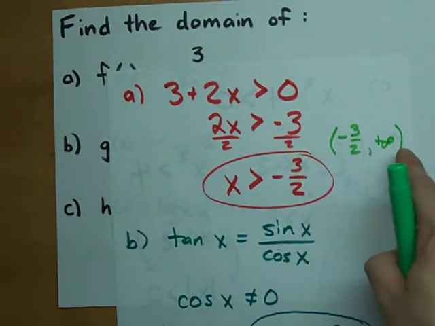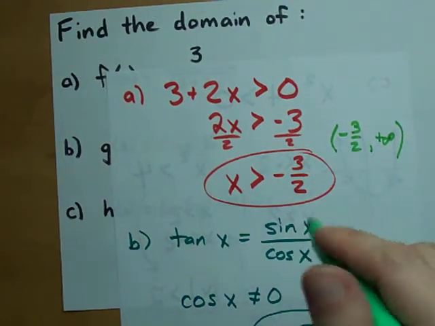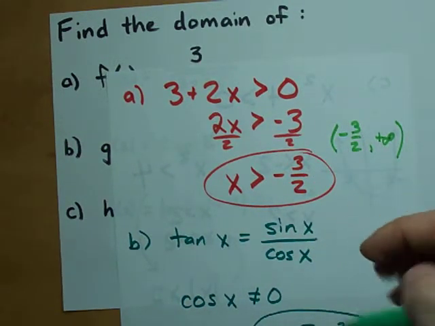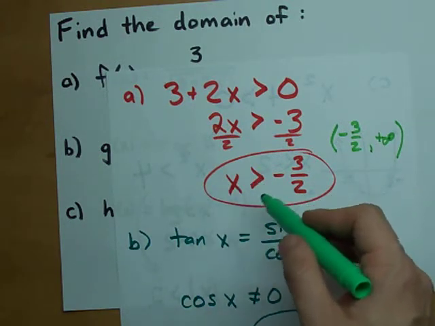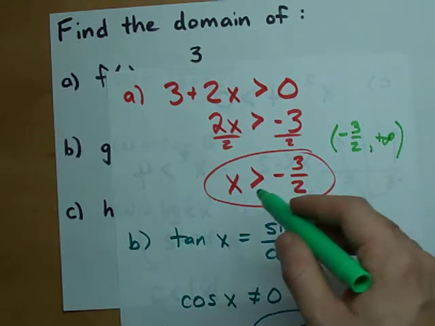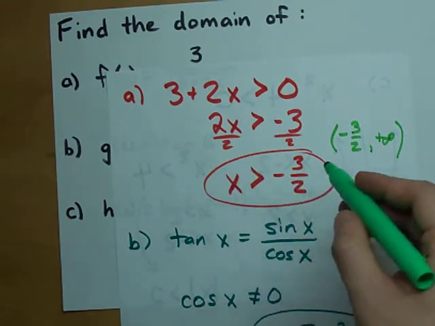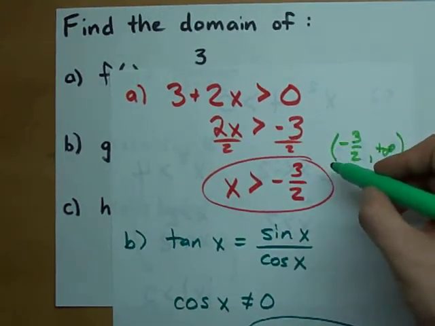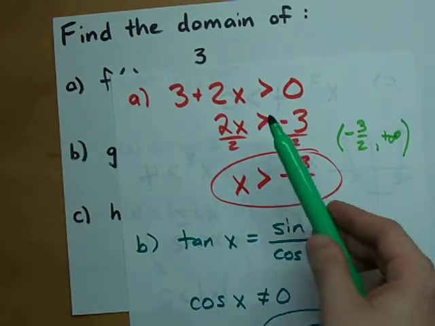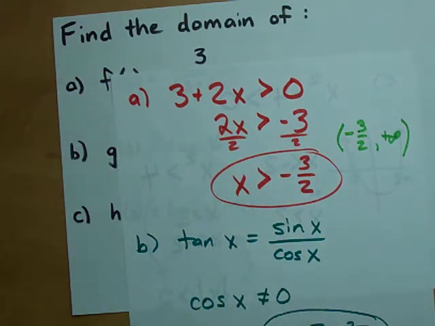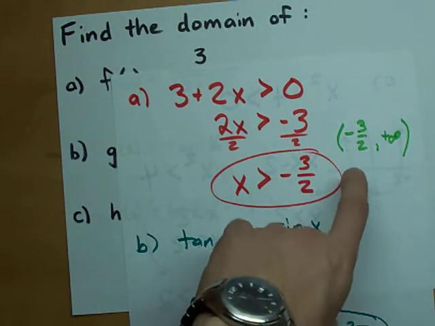The round brackets mean it's not exactly equal to that value. It's not x is greater than or equal to negative 3/2. It's just x is greater than negative 3/2. That's what this round bracket means. The plus infinity here represents the fact that it's everything bigger than negative 3/2. And infinities always get round brackets because you can never actually equal infinity. It's another way to write the domain.